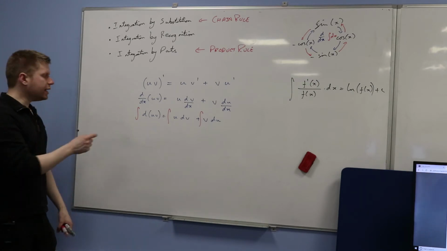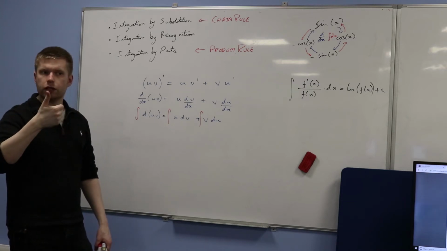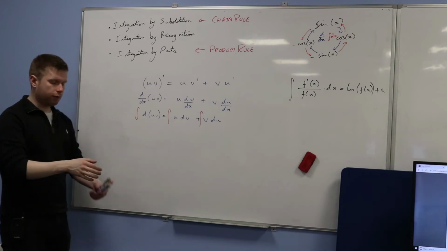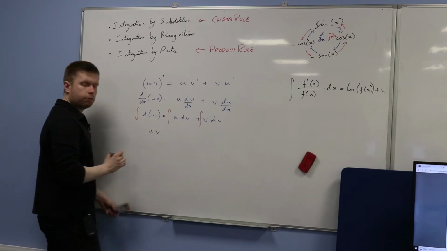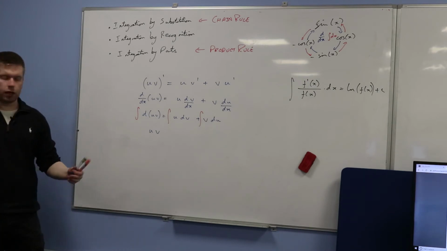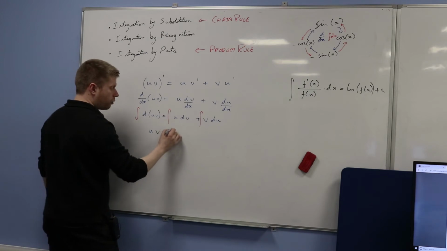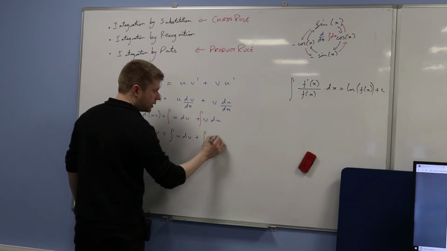Well, didn't we say that integration and differentiation undo each other? Yeah, they're reverses of each other. So, in other words, if I have the integral of a derivative, this thing should just be equal to uv. Happy? They just cancel each other out. Integration, differentiation, cancel each other out. And then I get the integral of u dv plus the integral of v du.